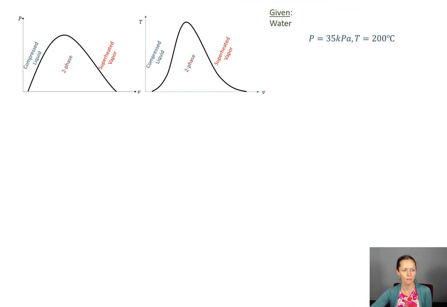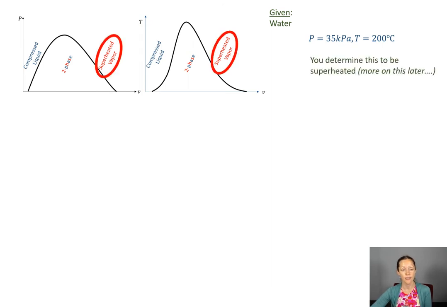We've got water, pressure is 35 kilopascals, temperature is 200 degrees Celsius, and I figure out this is superheated. I'll figure out how to do that in the next segment. But I need to find specific volume. I don't really need to make any assumptions. I'm just looking up data in a table, and now I'm ready to do my solution.